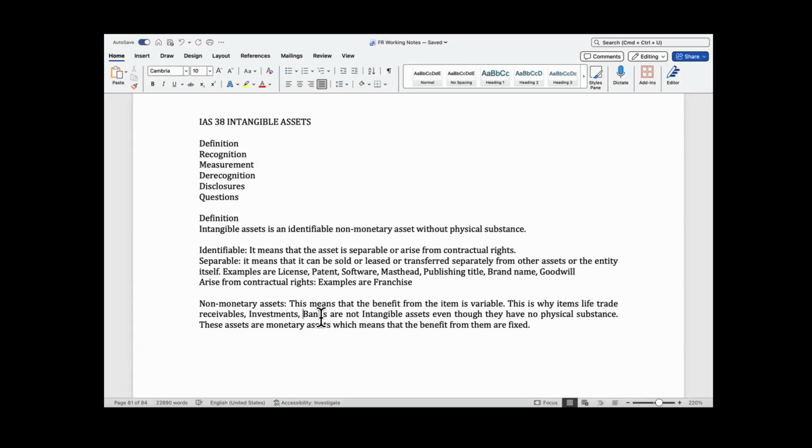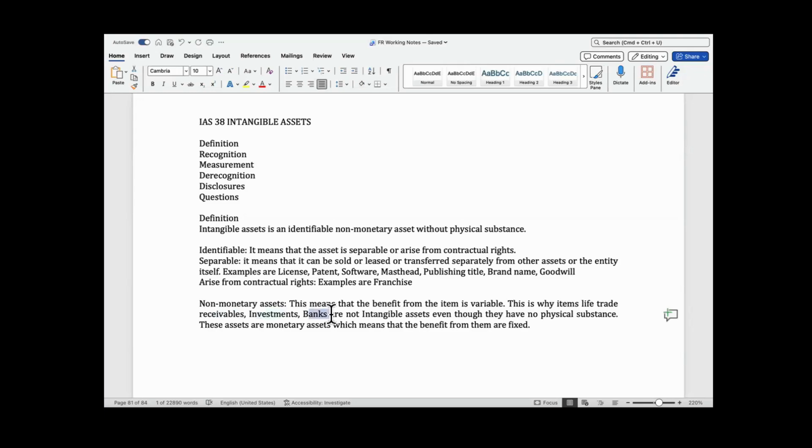But you cannot say those are intangible assets. And the reason is that they are monetary. Those are monetary assets. The benefit from them is fixed. Your receivables, you know how much you're expecting from your receivables. Your investments, you know how much you're expecting from it. Your bank, you know how much you're getting.